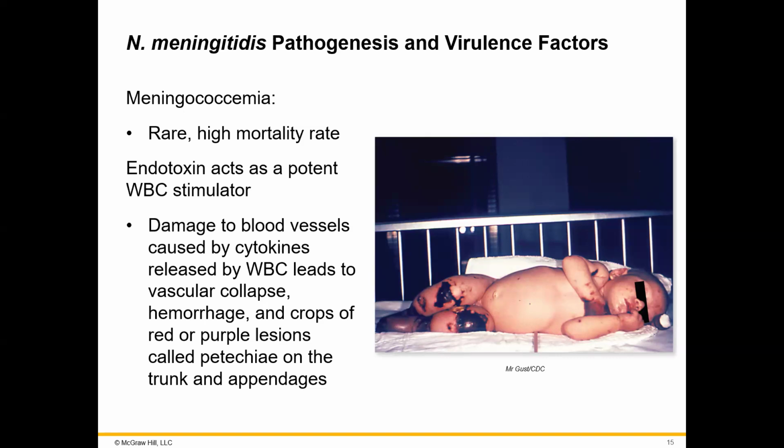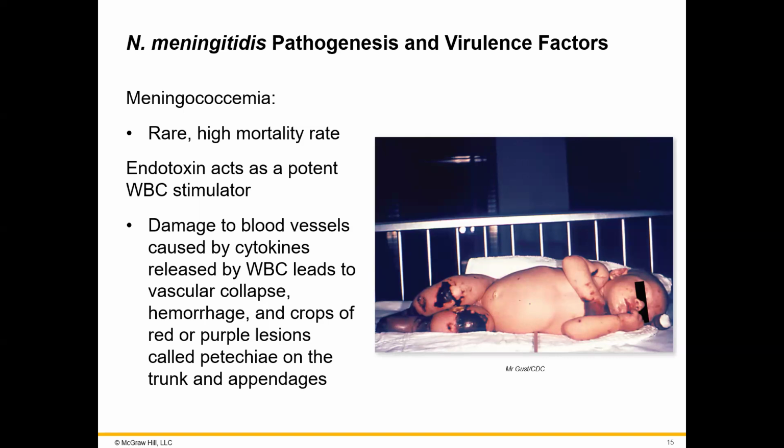Look at this little baby. Because this is a gram-negative bacteria, we have endotoxin, and endotoxin will stimulate the inflammatory response. It's a very potent stimulator of your immune response. And so this will lead to damage pretty much systemically once you have a systemic infection.